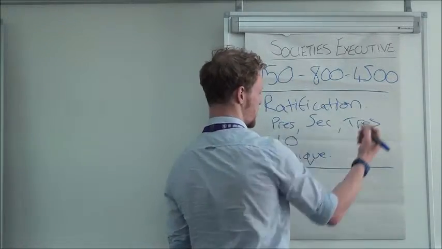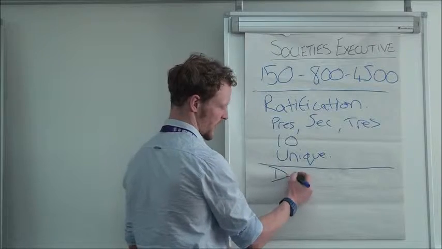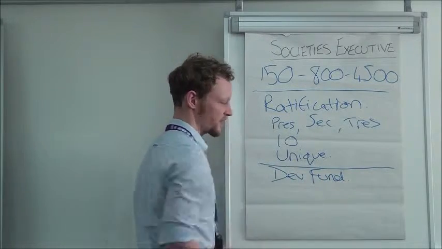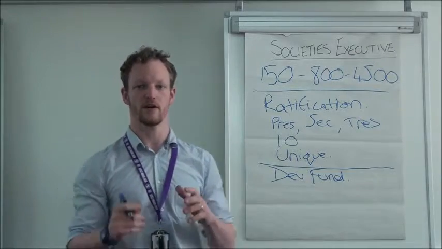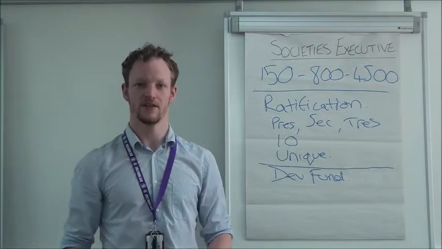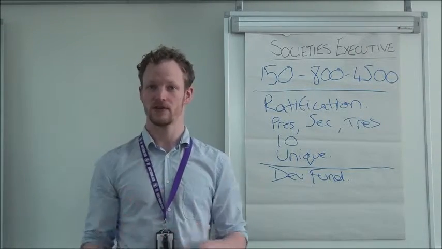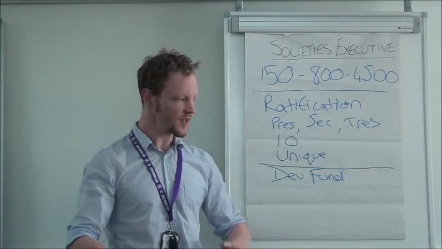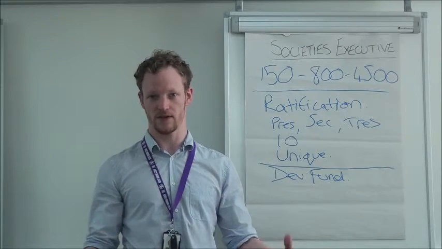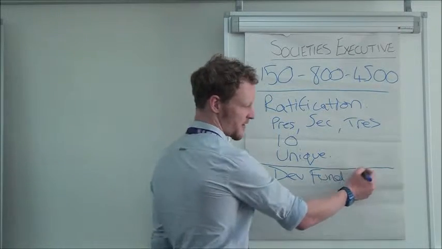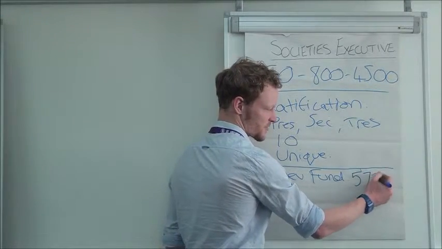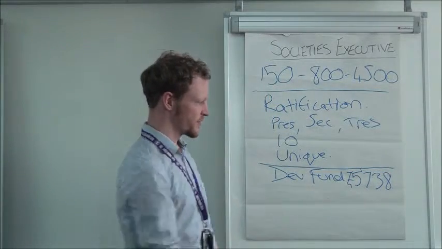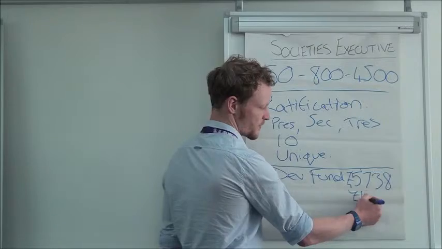So, other than ratification, next thing that we'll look at, and this is going to change a little bit next year, but if I just give you the general idea, we have a fund, a certain pot of money that is allocated in our annual budget, which runs from the 1st of August to the 31st of July. And this pot of money is called the Development Fund. This year we had £5,738 to allocate, and we've currently allocated over 4,000.